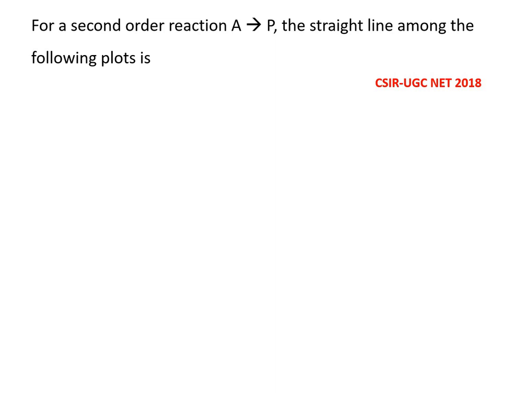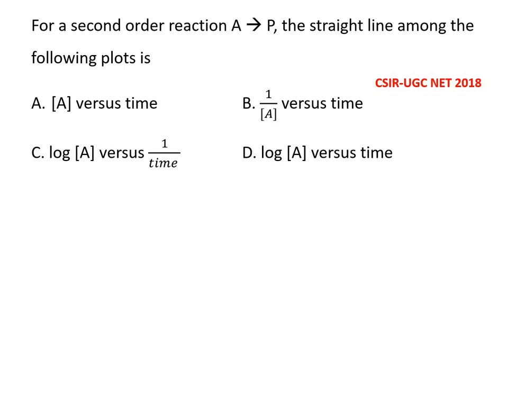For a second order reaction A to P, which of the following plots is a straight line? So what are the options? These are the options. For a second order reaction, you can start from your experience, or from my memory, that the second order reaction is very simple. We have discussed it in detail in the earlier session.